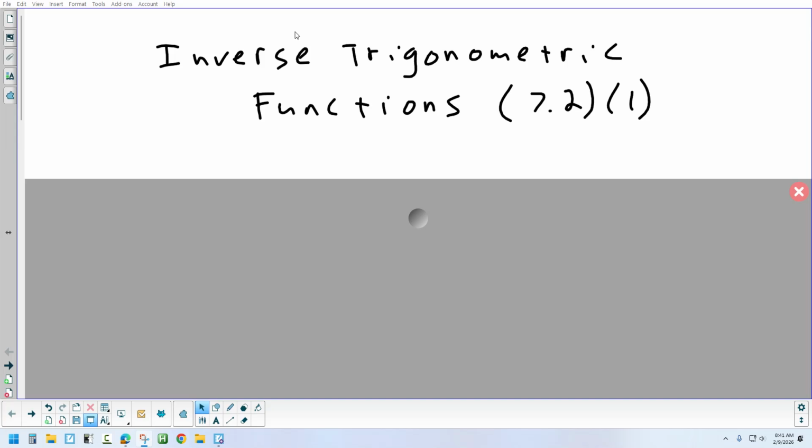All right, so this week we're going to start out by looking at section 7.2. So it's the beginning of chapter 7 for us. We do not do section 7.1. And we're going to be looking at inverse trig functions.